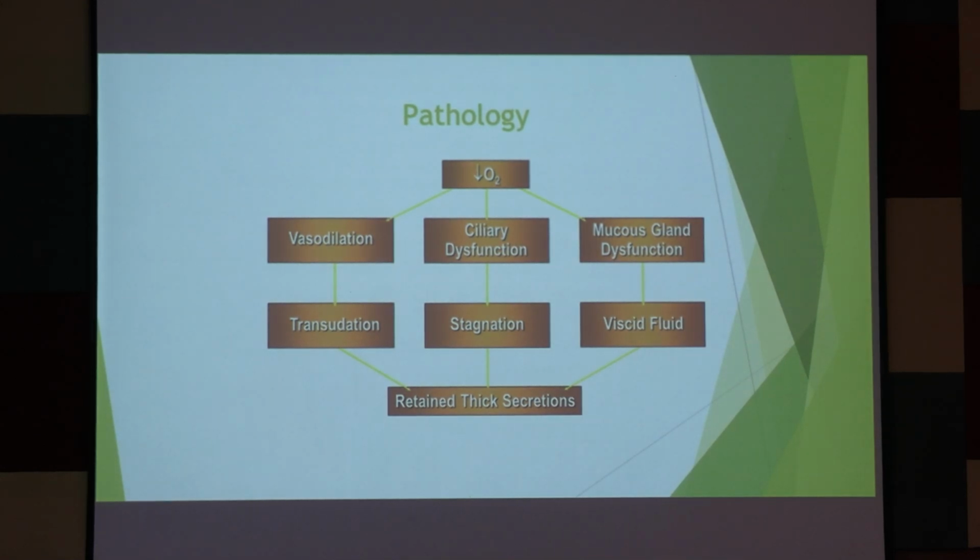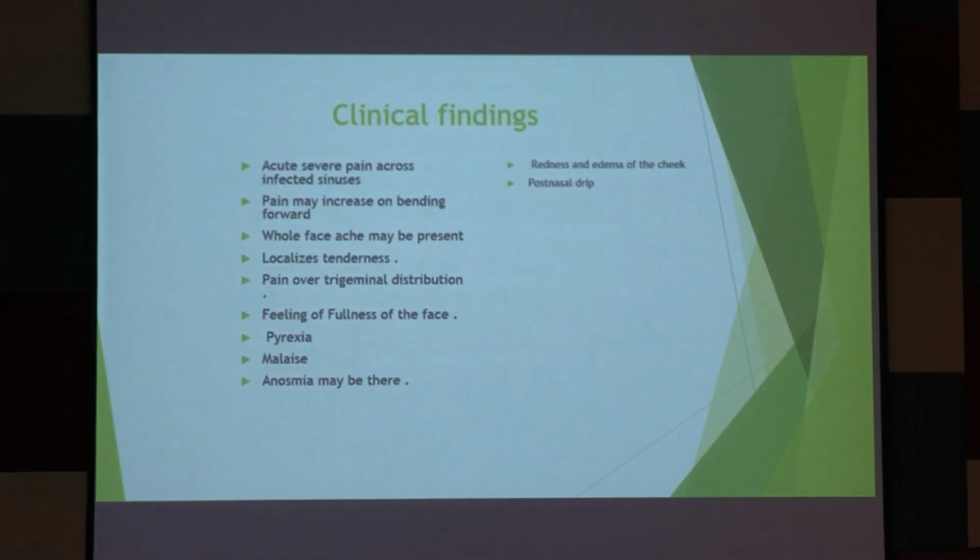There are famous syndromes. What are the syndromes? There are few syndromes like cystic fibrosis, right? Where the ciliary dysfunction is there. Kartagener syndrome. You know about all these things? Mucous gland dysfunction and viscid fluid. With age, with repeated infection, your mucous gland can have deranged functions.